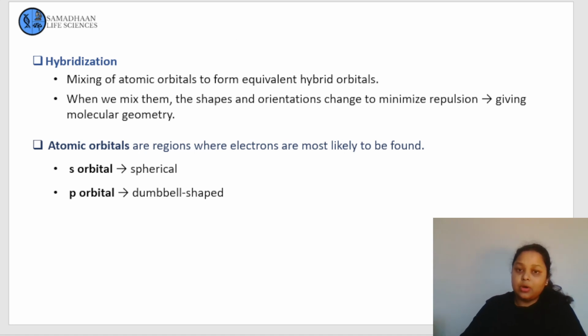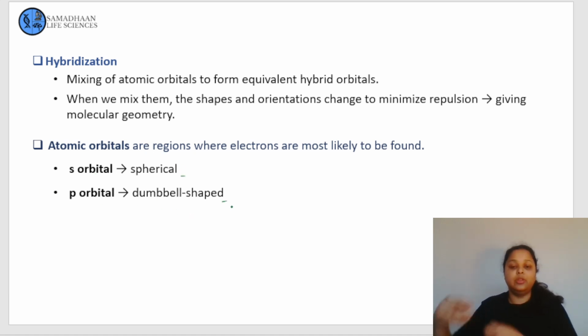Okay, so now recall from our atomic structure chapter that atomic orbitals can have different kinds of shapes, like the s orbital is spherical, and the p orbital is dumbbell shaped with two lobes. But when the atomic orbitals mix together, the shapes and orientations can change to minimize the repulsion and maximize the stability, which gives us our molecular geometry.